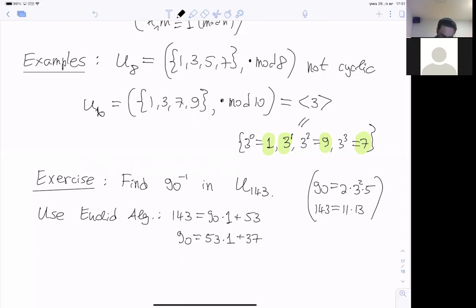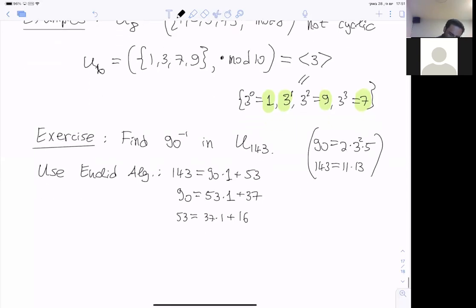Okay, so here we have 37, and then 3 is 40, 16, and then 5 and 16. Okay.